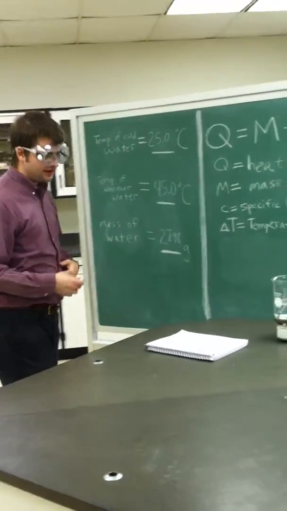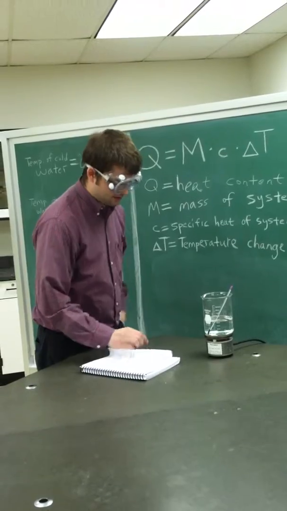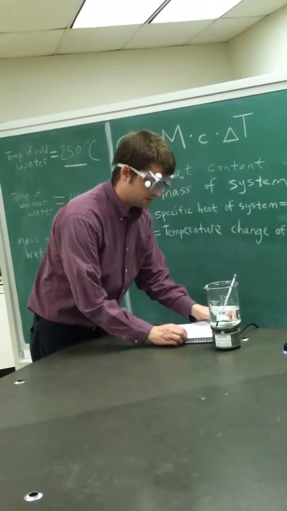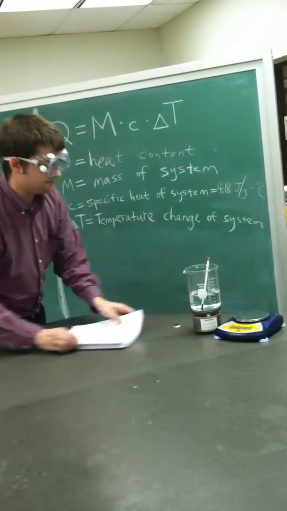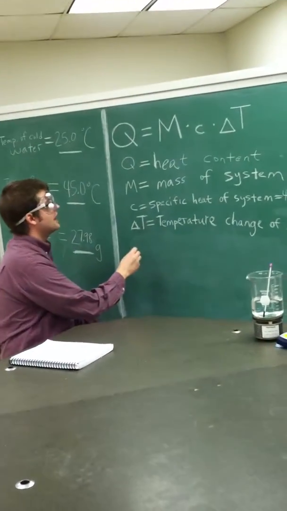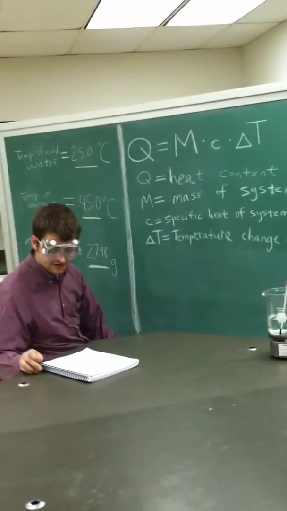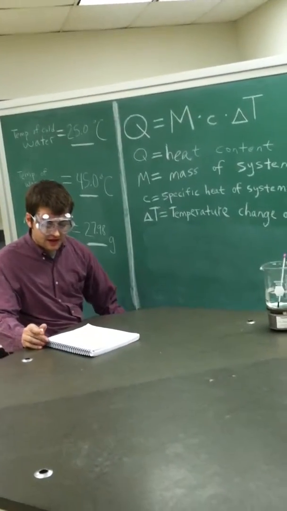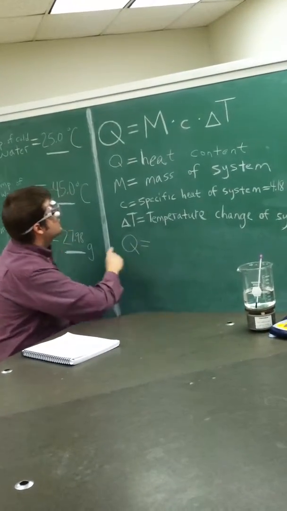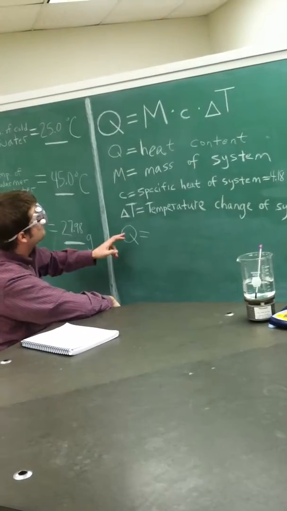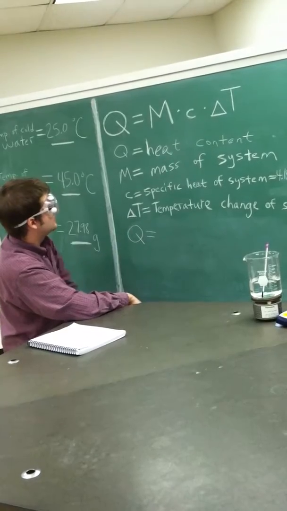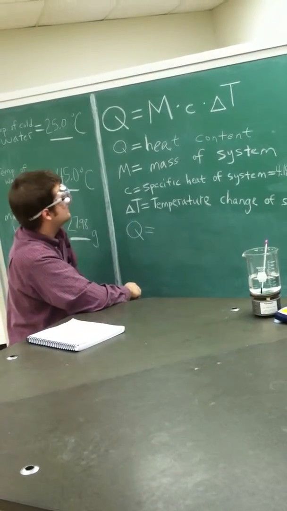Now, let me move this over here so that you can see what I'm writing on the board. Okay, you see here, I'm going to determine the heat content. I'm going to write down Q equals, Q is what I don't know. I know M, I know C, and I know delta T, but I don't know Q. I don't know the heat content. So I'm going to determine that.